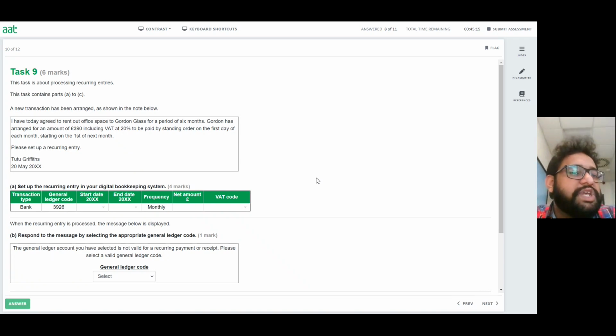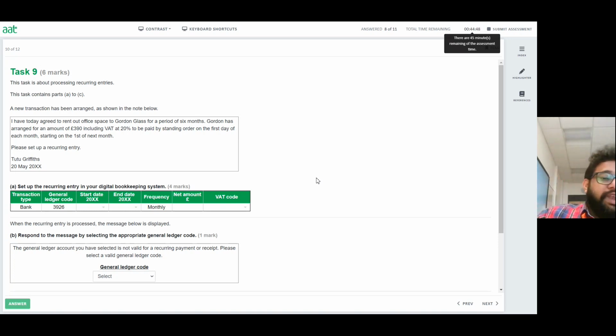This task is about processing recurring entries, tasks A and B. A new transaction has been arranged as shown in the note below. I have today agreed to rent out office space to Gordon Glass for a period of 6 months. Gordon has arranged for an amount of £390, including VAT at 20%, to be paid by standing order on the first day of each month, starting on the 1st of next month.